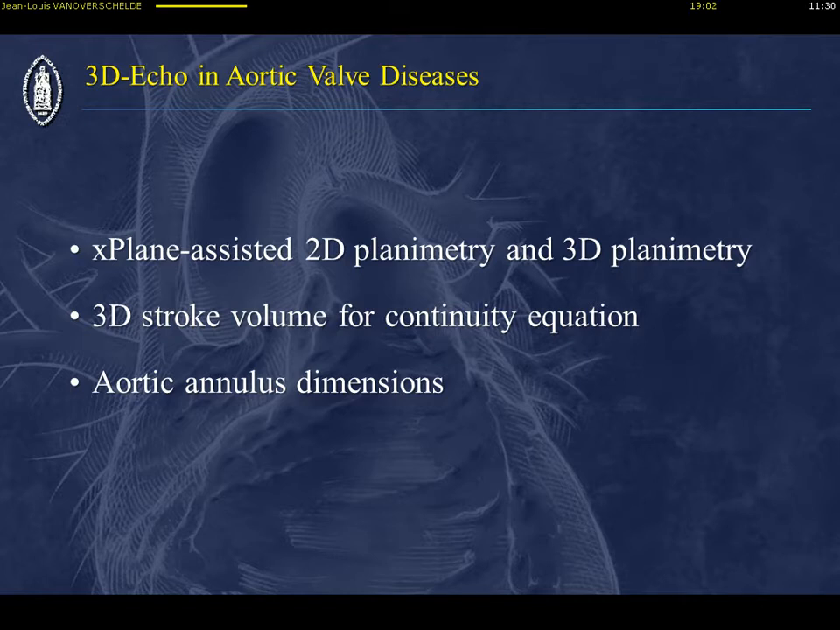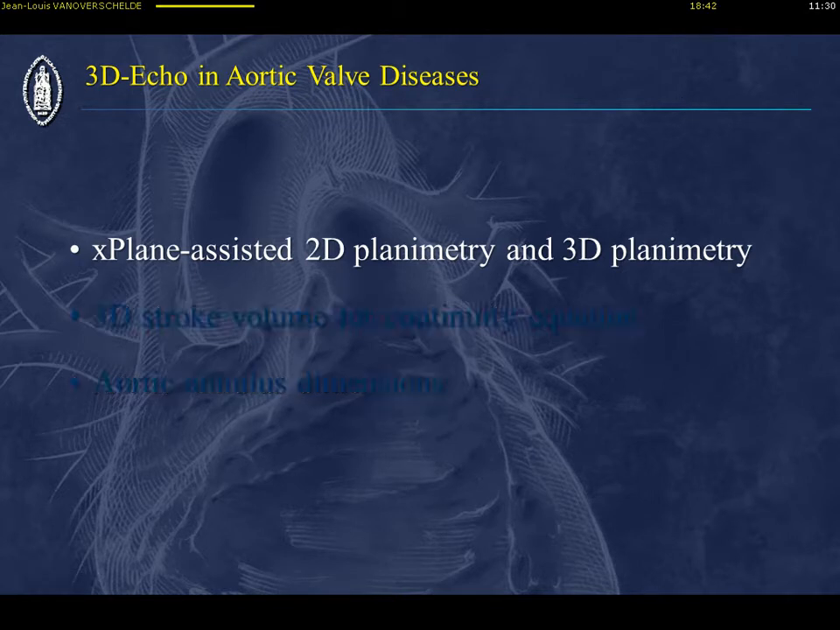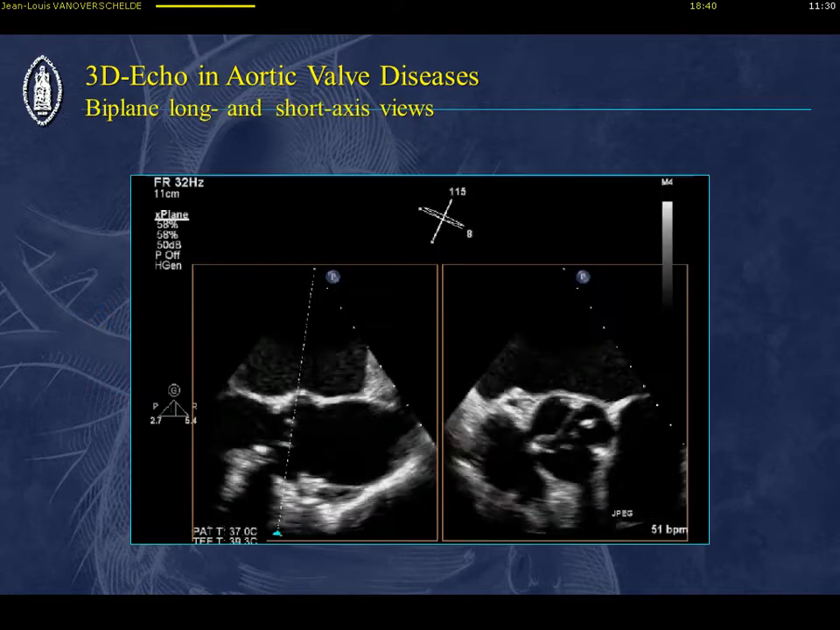First of all, it can help you in making an appropriate planimetry of the orifice. Second, if you have problems in measuring stroke volume using the subvalvular flow, then you can use the 3D stroke volume from the 3D echo. And for those who are involved in TAVI procedures, it is also a nice way to look at the aortic annulus dimensions. Let's first start with the planimetry.